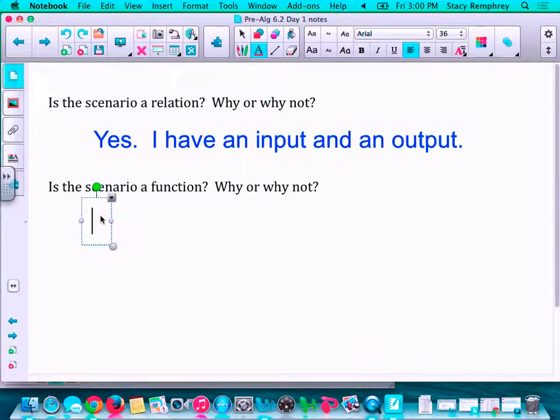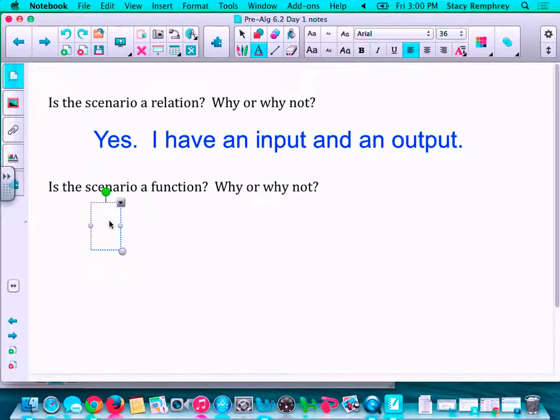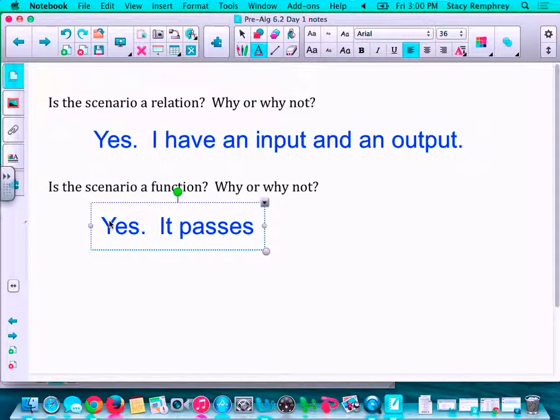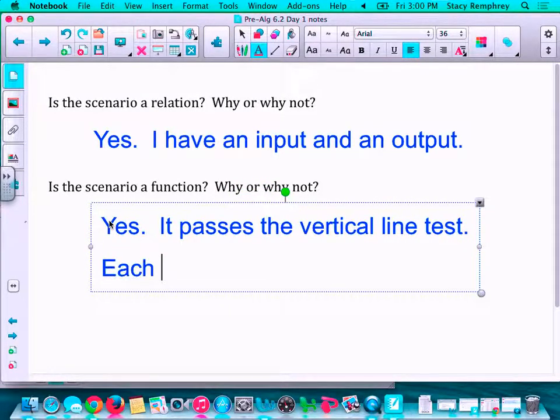Okay, is this scenario a function? Well, you guys can come back to here and you know your vertical line test. So if you run your vertical line test, every time I drop a vertical line, I only hit 1 point. So your answer is here, yes. You could say it passes the vertical line test. Each input... okay, so it is a function.